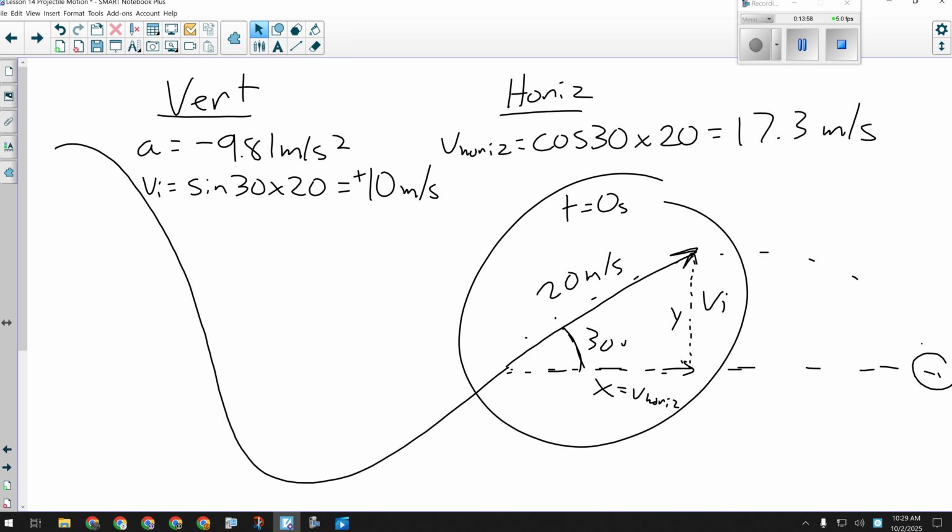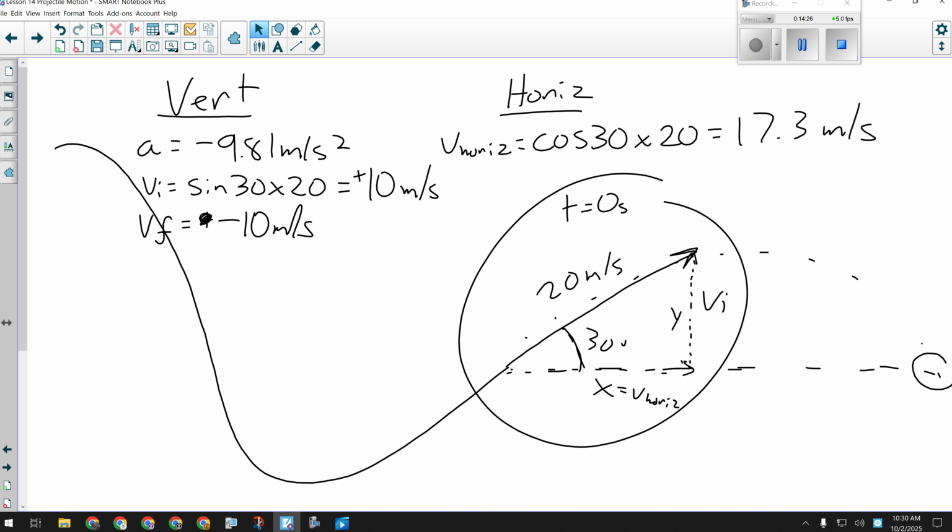If I know that it left at 10, that means it has to come back at 10 in the opposite direction. Now, that is only true if the overall displacement vertically is 0. If it falls further, if its impact point is below, then it's not true anymore. Okay? Everyone all right with that?